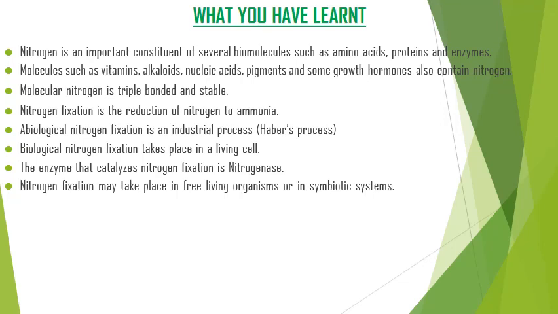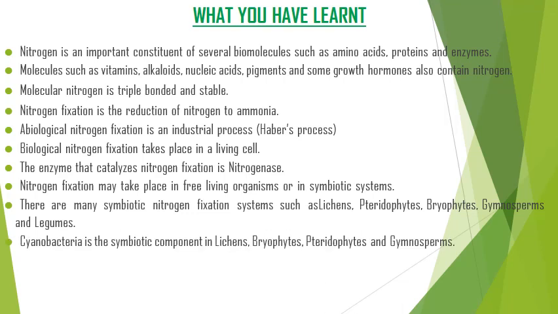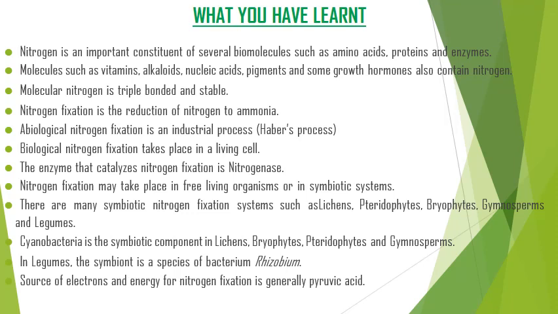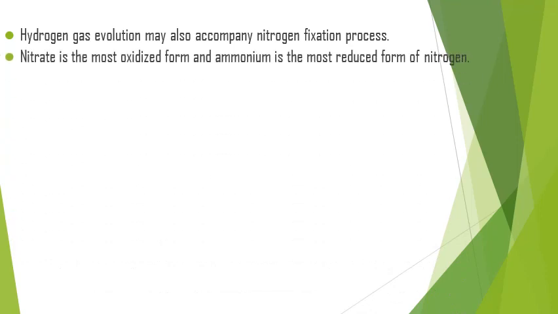Nitrogen fixation may take place in free living organisms or in symbiotic systems. There are many symbiotic nitrogen fixation systems such as lichens, pteridophytes, bryophytes, gymnosperms and legumes. Cyanobacteria is the symbiotic component in lichens, bryophytes, pteridophytes and gymnosperms. In legumes, the symbiont is a species of bacterium, Rhizobium. The source of electrons and energy for nitrogen fixation is generally an organic acid. Hydrogen gas evolution may also accompany the nitrogen fixation process.